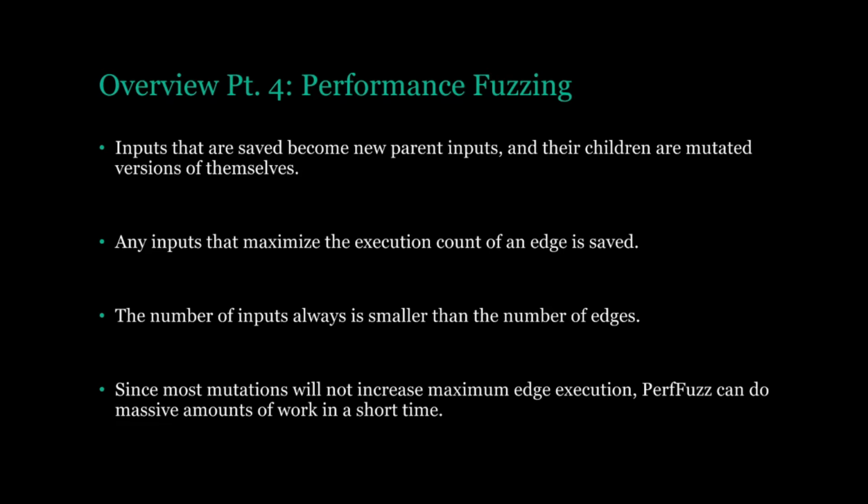Since most mutations will not increase maximum edge selection, PerfFuzz can do massive amounts of work in a short time. With the word frequency program we were just talking about, PerfFuzz was able to do 6,000 inputs in a second, making 20 million inputs in an hour. Just testing to see what would make those worst case executions, and also find the total path length.